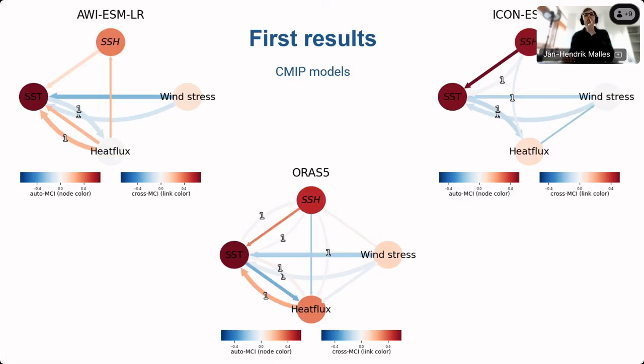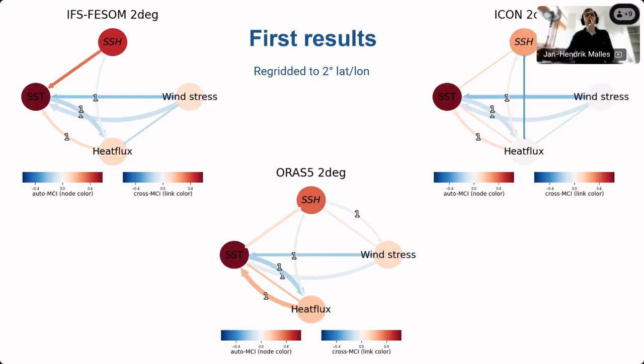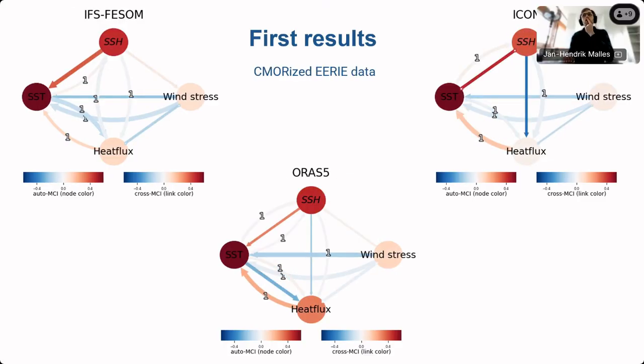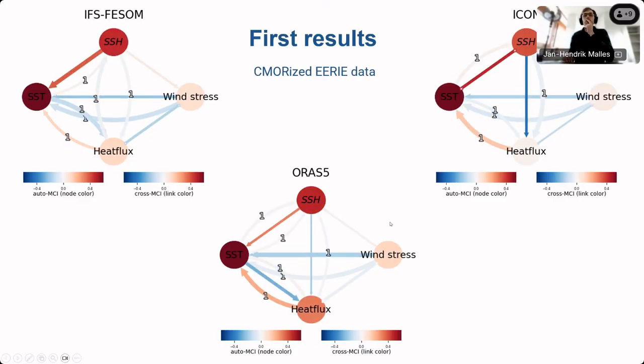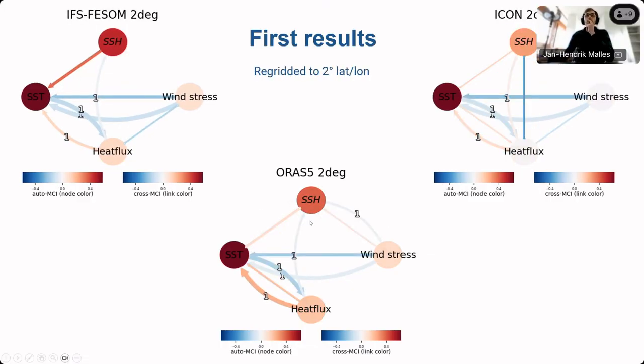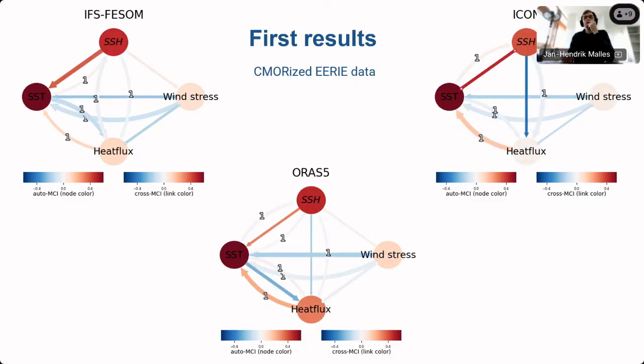And it is also visible that now we have a conflicting link here, and this link here disappears, so the SSH heat flux. So these mesoscale features that you might want to interpret from these graphs somewhat disappear.